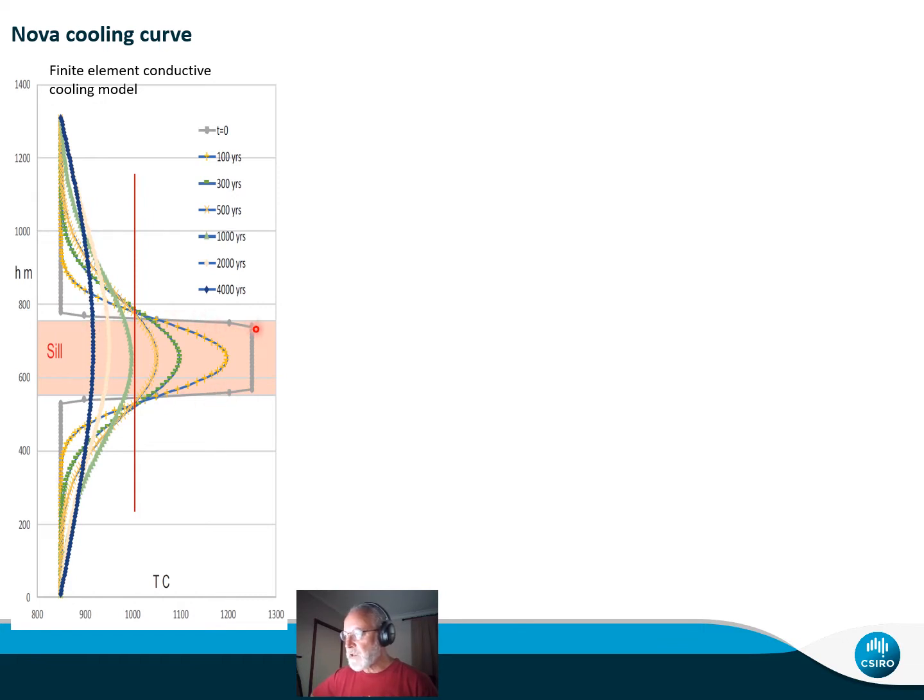Immediately after the intrusion is in place, you've got this grey line here. You've got a very high thermal gradient at the contacts, but then with time, over a period of a few hundred years, I should have said this red vertical line in the middle is the temperature at which the intrusion will be entirely solid. That's the solidus of the intrusion. And we get to that temperature after probably 1,000 years or so. So it doesn't take all that long for the intrusion itself to cool. But it then takes a very long time for the intrusion to cool to much lower than the original country rock temperature.